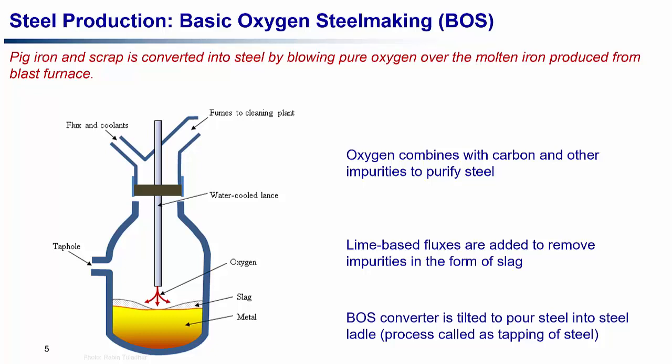Pure oxygen at high temperature is blown on the molten metal through these vertical water-cooled lances, and oxygen combines with carbon and other impurities to purify steel. This oxidation reaction is exothermic, that means it generates heat. Hence, no external heat is required in the process. Lime-based fluxes are added, which remove the impurities in the form of slag. The BOS converter is then tilted to pour steel into the steel ladle. This process is called tapping of steel.